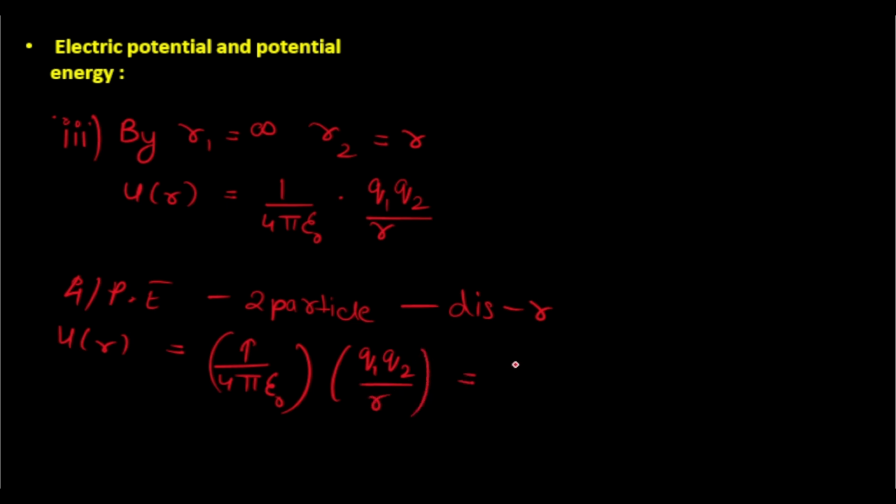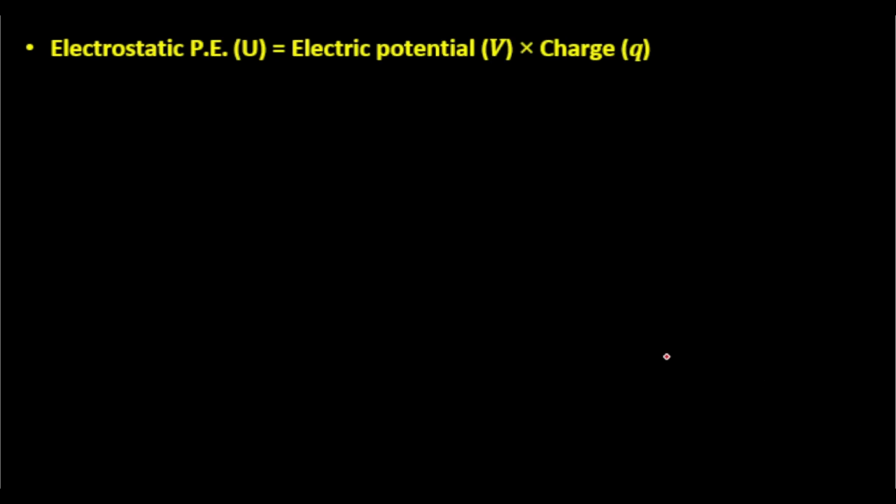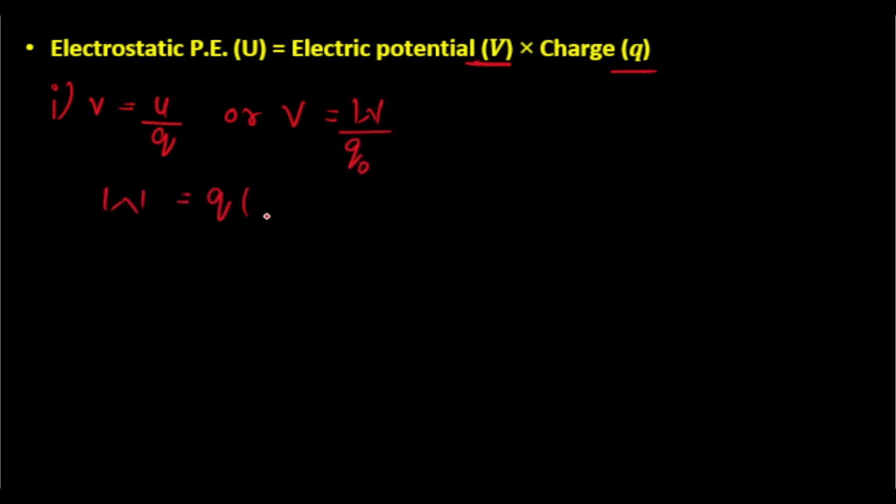And when we put in the values, we get q2/(4πε₀r) × q1, and vice versa. We can also make q1 inside, like q1/(4πε₀r), with q2 outside. Now, electrostatic potential energy U equals electric potential V times charge q. So V = U/q, or V = W/q₀, or W = q(V_B − V_A).